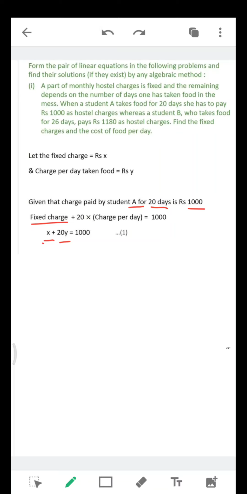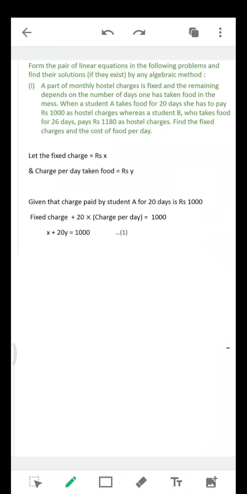He has to pay a fixed charge. The fixed charge can be for the water supply, for electricity, for staying in the hostel, or it can be anything. That is the fixed charge. Then plus the extra charge for the 20 days of food which he has taken. So x plus 20y is equal to 1000.